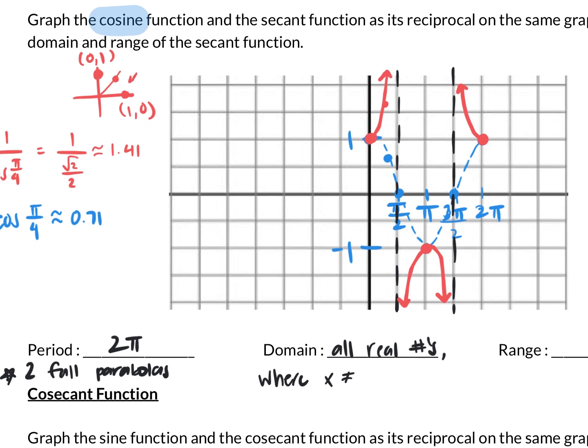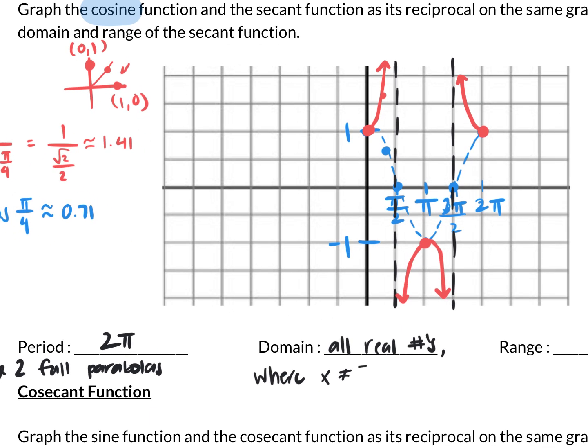x cannot equal, now it's going to get a little mathy here when I write this, x cannot equal pi over 2 plus or minus n times pi, right? Because the distance between pi over 2 and 3 pi over 2 is just a distance of pi. So I'm saying I could add pi for infinity, and that's always going to be my vertical asymptotes. Or I can subtract pi from pi over 2 for infinity, and that's always where my vertical asymptotes are, okay? Now, again, a little bit mathy here.